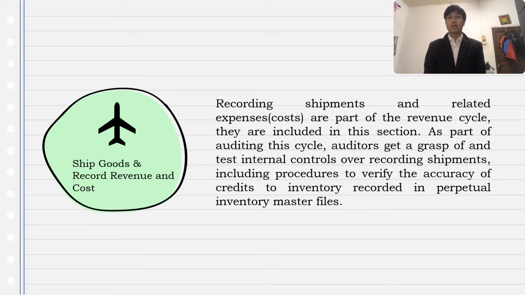Ship goods and record revenue and costs. Recording shipments and related expenses and costs are part of the revenue cycle. They are all included in this section. As part of auditing this cycle, auditors get a grasp of and test internal controls over recording shipments, including procedures to verify the accuracy of credits to inventory recorded in perpetual inventory master files.